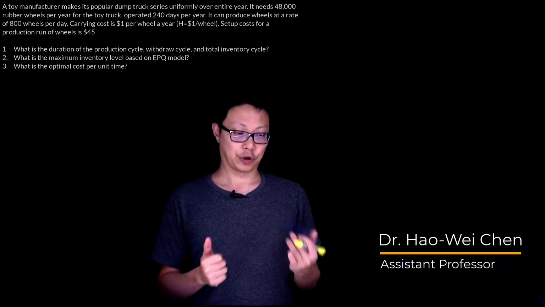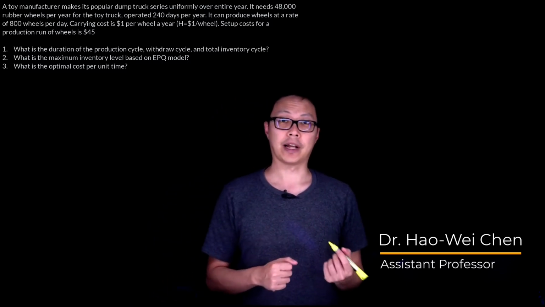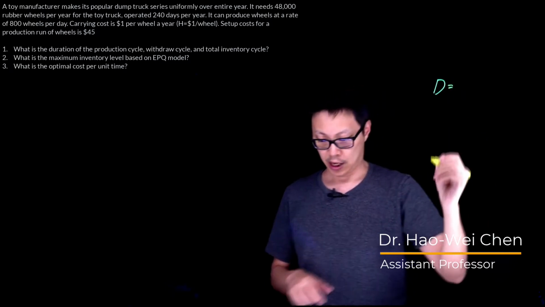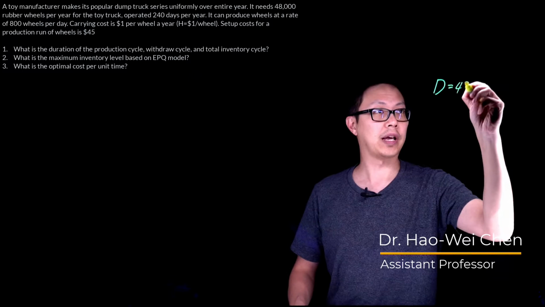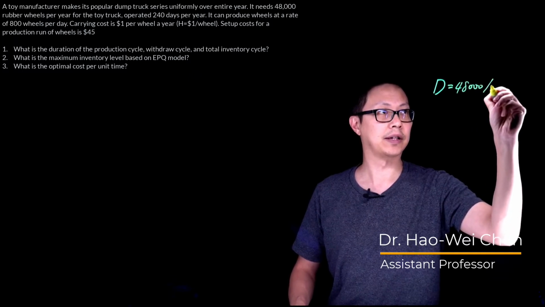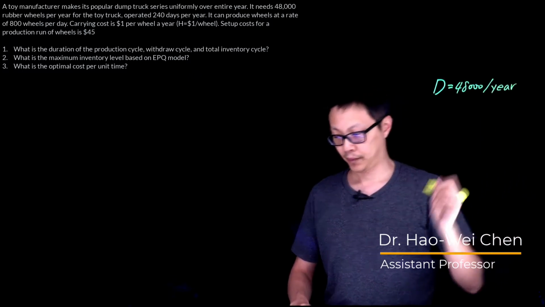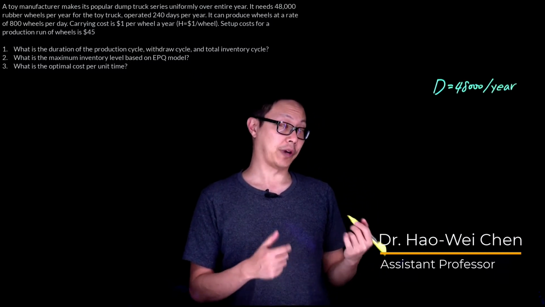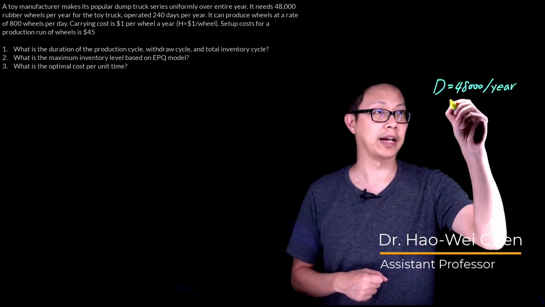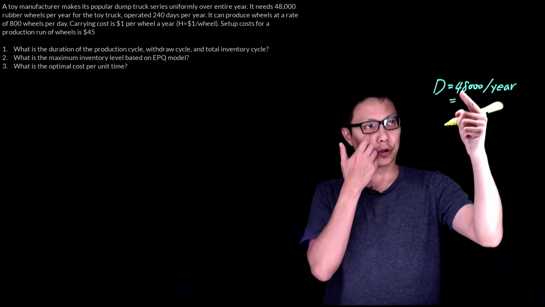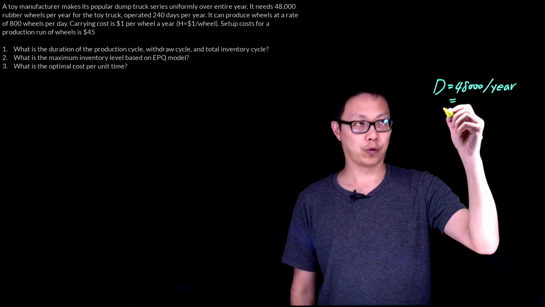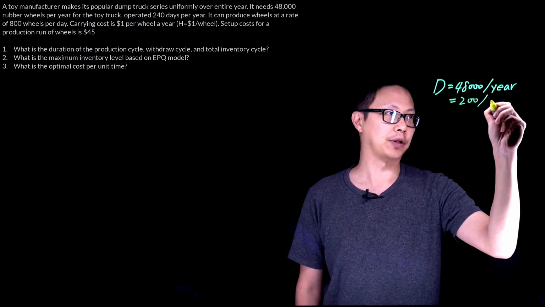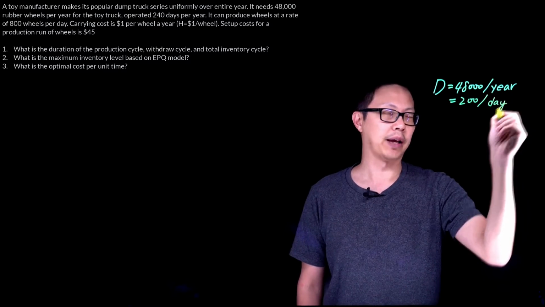So as usual, the first thing we want to do is to write down everything we know about the problem. So we have demand equal to 48,000. This is per year. And there are 240 working days. So you can actually find out what the daily demand will be as well. We just use 48,000 divided by 240. We know the daily demand will be 200 per day.